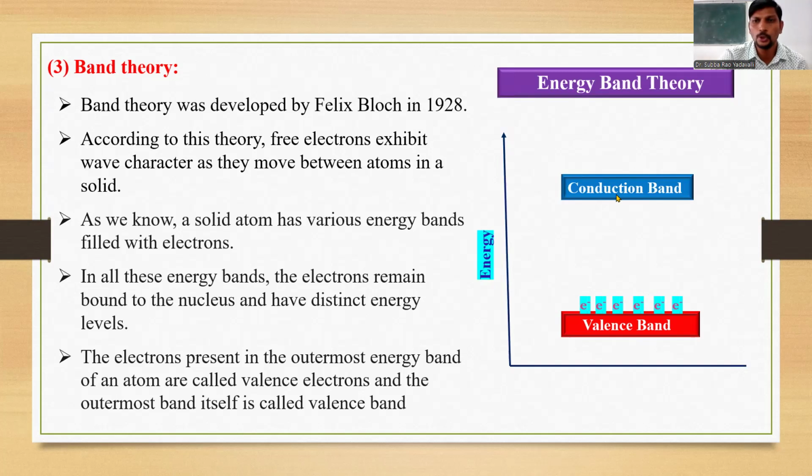Here, there is a huge gap in between the valency band and conduction band. This gap is called the forbidden energy gap. And this is the forbidden energy gap in between the valency band and conduction band.